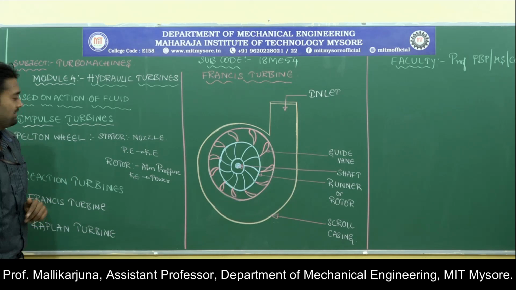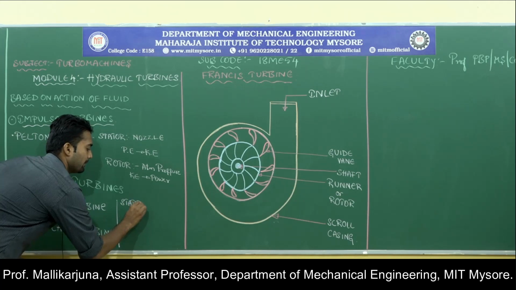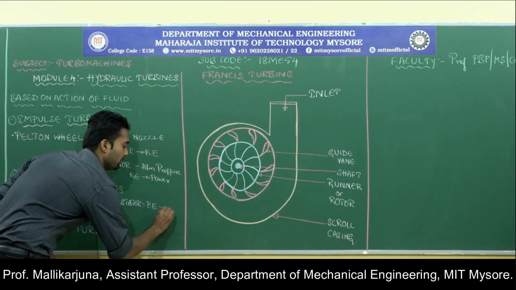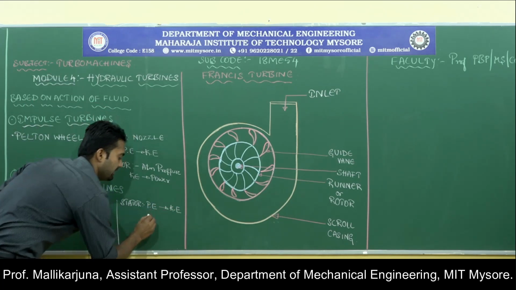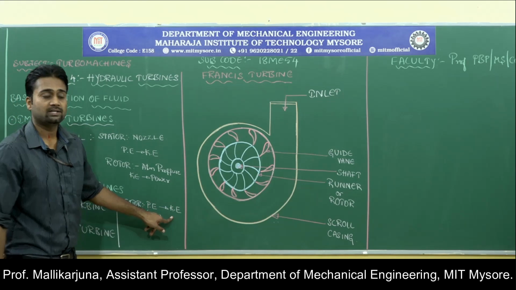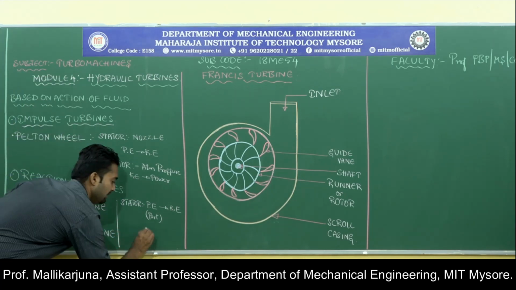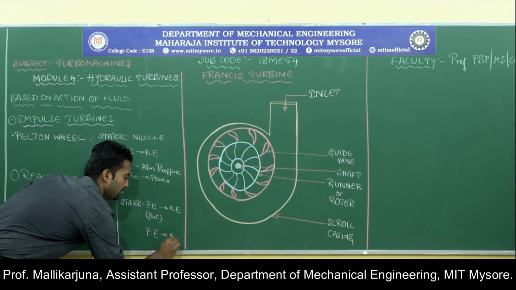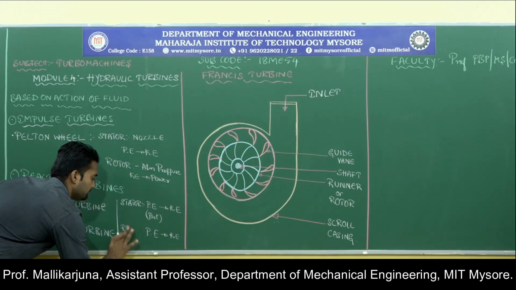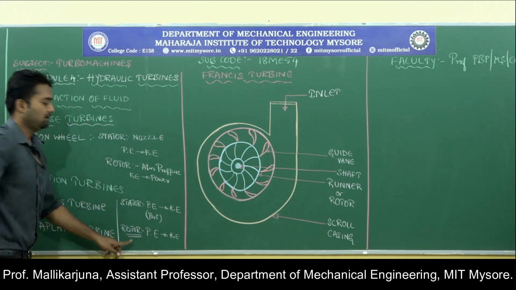Whereas, in case of reaction turbines, while the fluid is moving over the stator, part of the pressure energy possessed by the fluid will be converted into kinetic energy. Make sure here it is only part, in the sense that the complete potential energy will not be converted into kinetic energy in case of a reaction turbine. Only part of it, the remaining pressure energy will be converted into kinetic energy, and this kinetic energy will be utilized to run the turbine in case of the rotor.